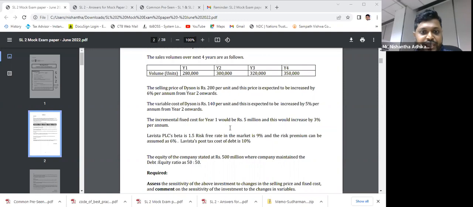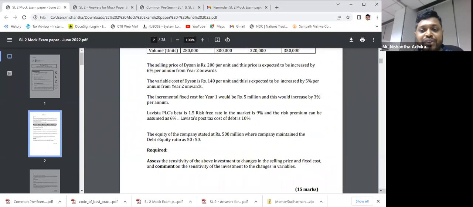18%. Thank you. La Vista's post-tax cost of debt is 10%. Post-tax means after deducting the tax shield; assume the tax rate is not given. Post-tax cost of capital is 10%. The equity of the company is stated at 500 million, where the company maintained a debt to equity ratio of 50 to 50.